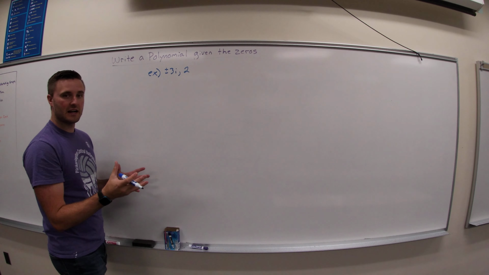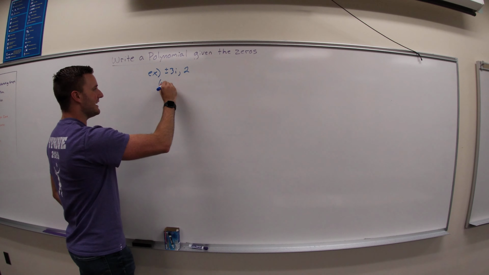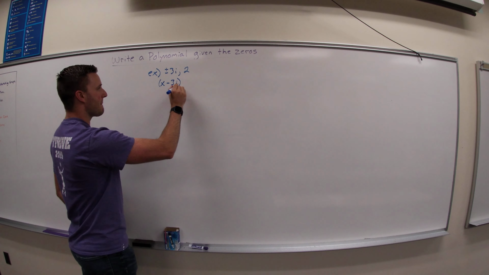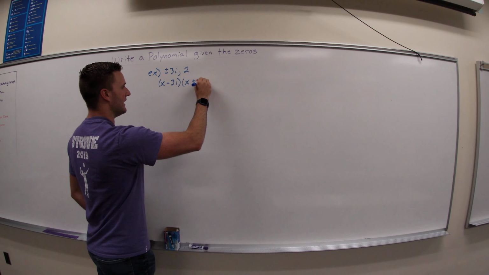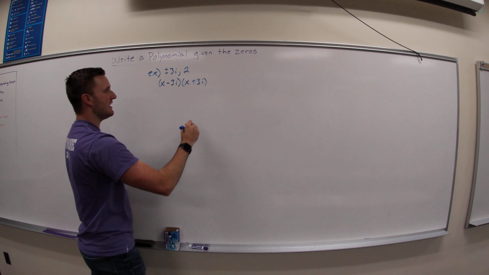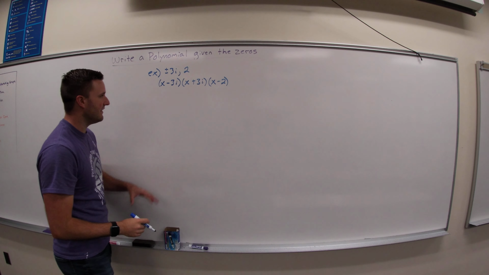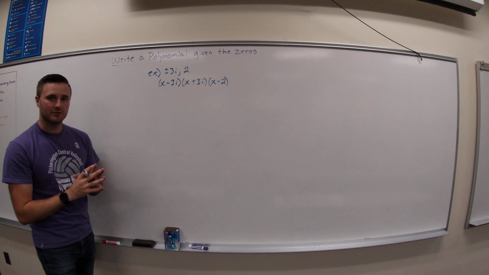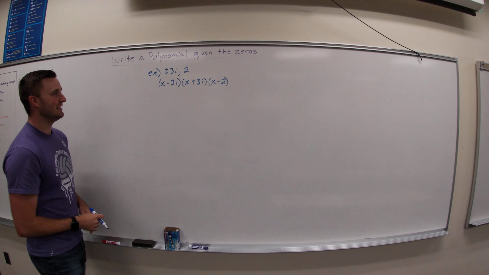Now let's just set up our factors like before. And so this positive 3i, its factor would be x minus 3i. The negative 3i, its factor would be x plus 3i. And then finally, this positive 2, its factor would be x minus 2. Okay, that looks like a lot, but I promise if you just go through and distribute, you'll see what happens and it'll work itself out.